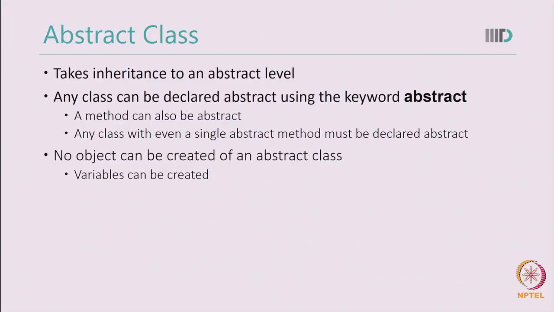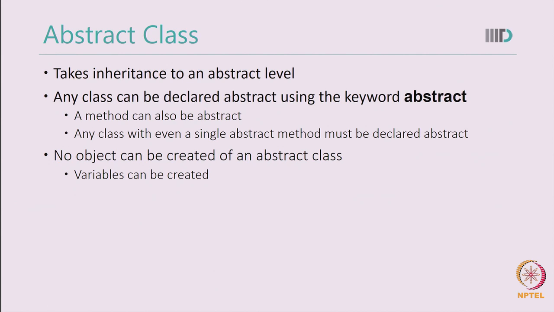Now, let's see abstract classes. Abstract classes take inheritance to another level. In abstract classes, we don't define any methods, so we only declare them. In order to declare a class abstract, we use the keyword abstract. Similarly, a method can also be abstract.